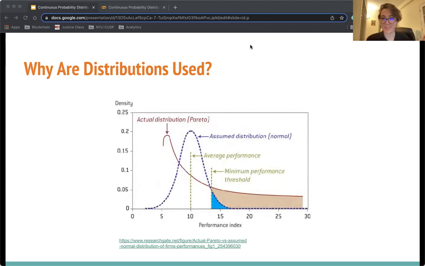I want to take a step back and first talk about why we even use any of this. Why are distributions used? Why do we care about the area under the curve? The answer is because it helps us represent the patterns that arise when something is normally distributed, which is a lot of random things in life.